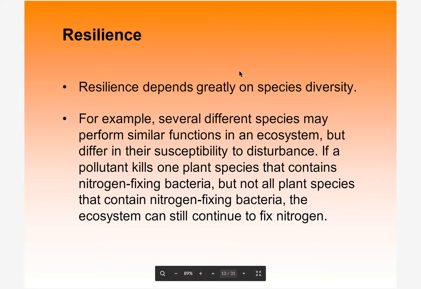Resilience. If there's species diversity, then obviously resilience is a lot easier. The example here is that several different species may perform similar functions, but differ in their susceptibility to disturbance. So if a pollutant kills one type of plant, but the other plant survives, then the ecosystem can still continue, right? So if there is higher species diversity, then resilience is more likely to occur. Again, something we can't create.